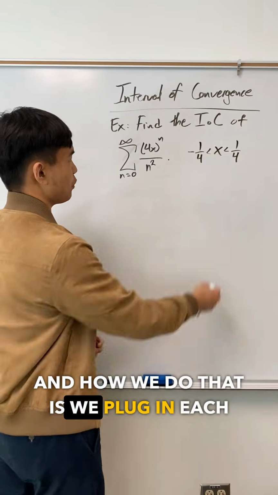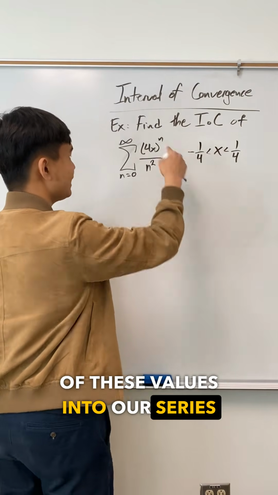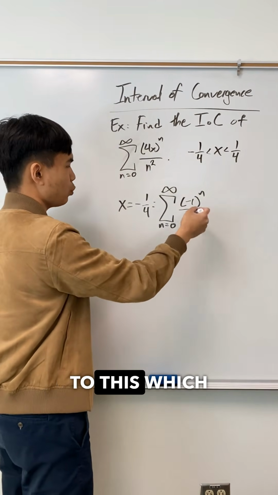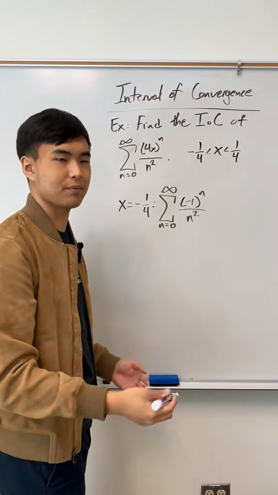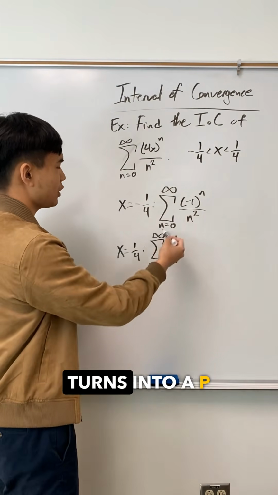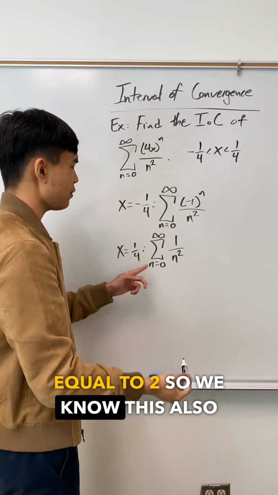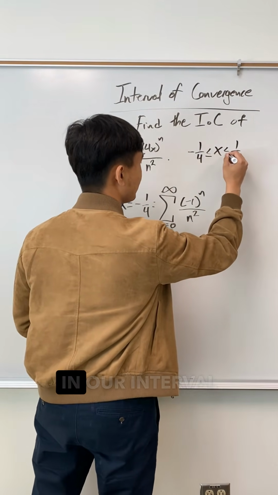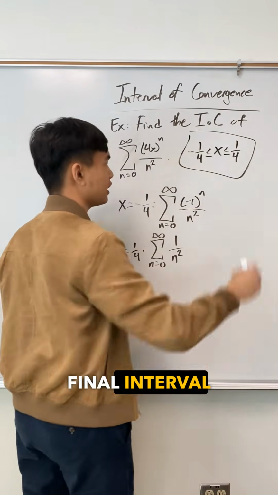And how we do that is we plug in each of these values into our series and see if it converges. If I plug in -1/4, this series turns to this, which is a convergent alternating series. If I plug in +1/4, this turns into a p-series with p equal to 2, so we know this also converges. Since both endpoints converge, we can include them in our interval, and this is our final interval of convergence.